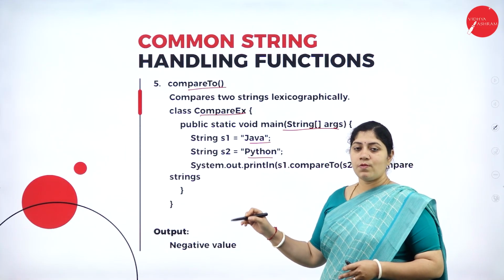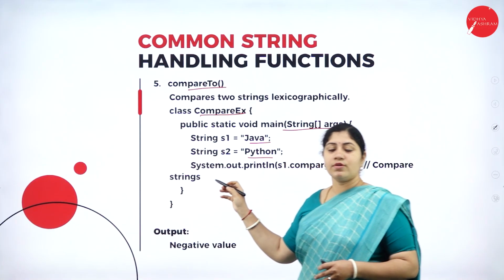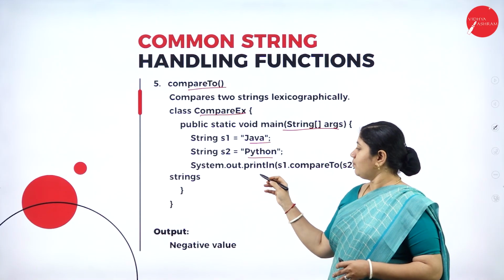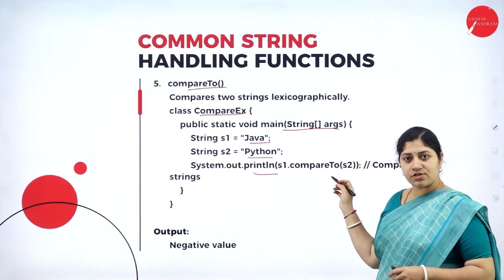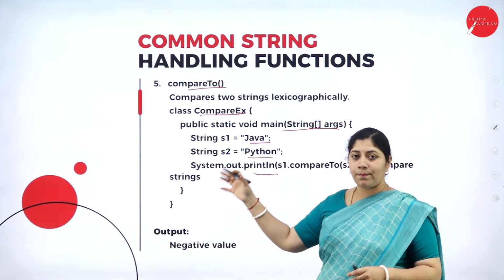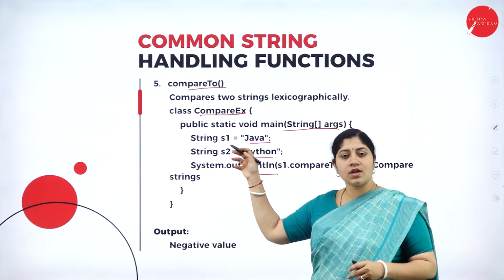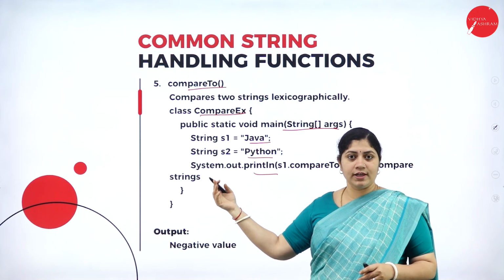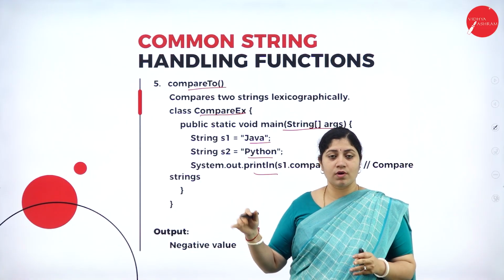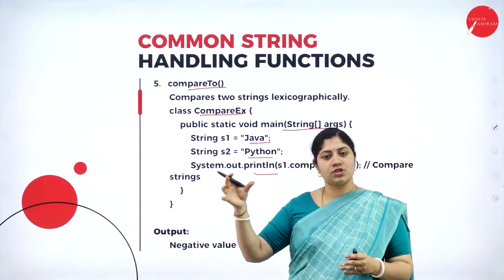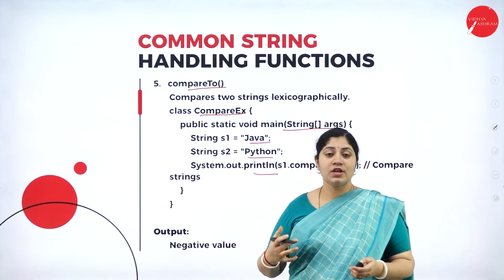Now we have to print the compare option, correct? So for that, we are going with System.out.println followed by s1.compareTo(s2). This is utilized to compare the strings. Thus, we can see that these two strings are compared lexicographically. So we don't directly say that the comparison is true or false, because for that we have one more function that we have just discussed.